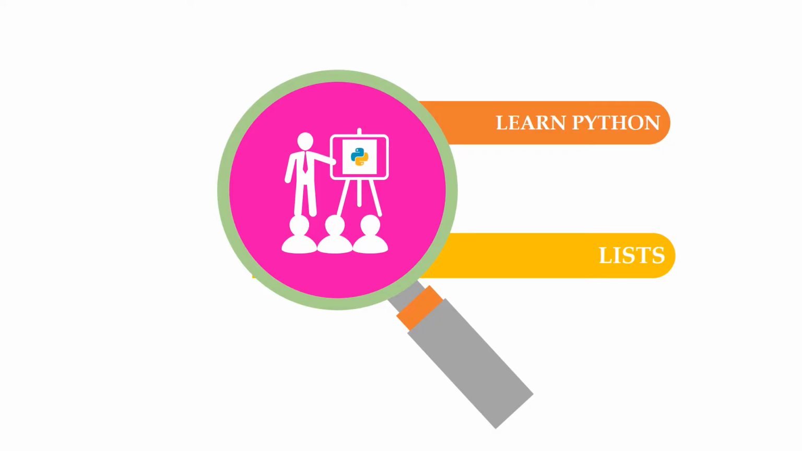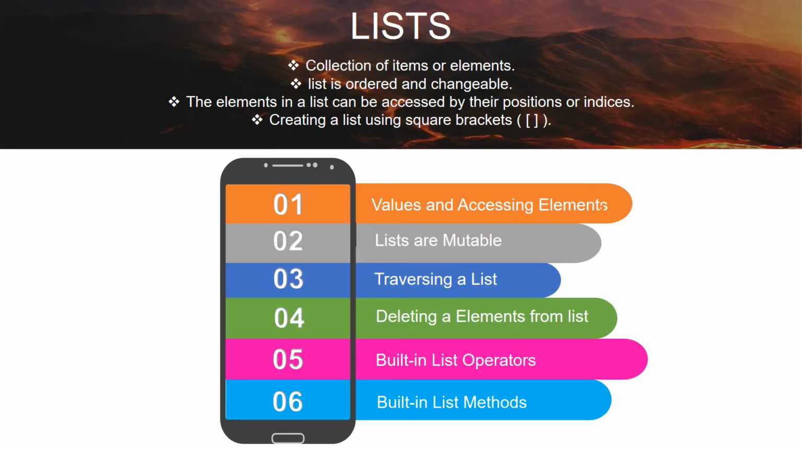In this e-learning tutorial, we are going to see about the list in Python. A list is a collection of items or elements. The list is ordered and also changeable. The elements in the list can be accessed by their position or index value. Like all other variables, the list must be defined before it is used.